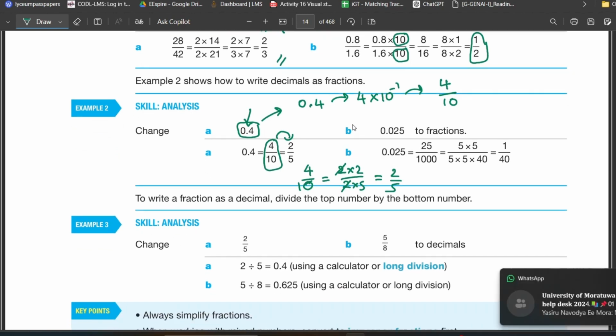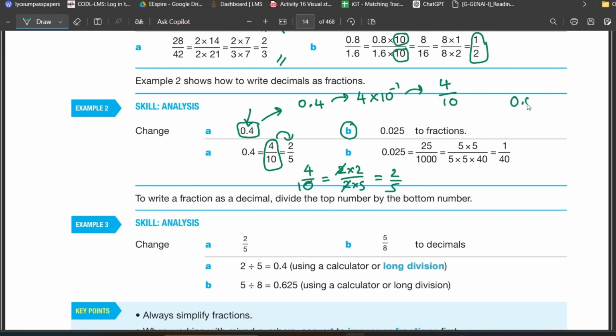Then you can see this one. So 0.025, we can write this. The trick to write this is we take the decimal point to the right hand side. So 1, 2, 3 places. Then we write 25 over 1, 2, 3 zeros. That's the answer. So they have written it here.